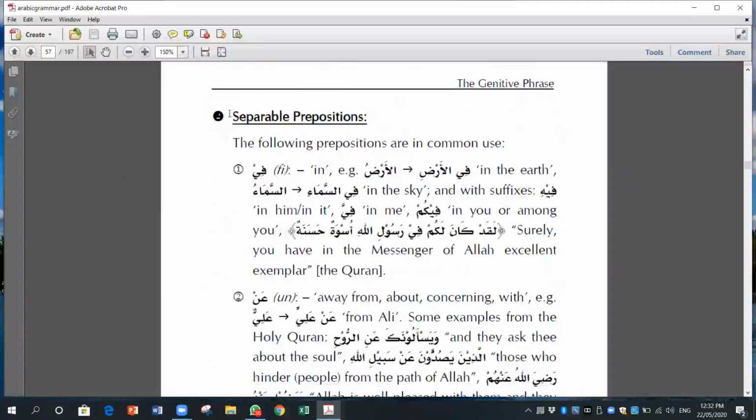So the next category is separable prepositions. There is no difference in the meaning, there is no difference in the function, they have just categorized them. Okay, so fi means in. You have to remember the meanings also, because they will keep coming in the Holy Quran again and again, inshallah. So fi means in, and the example is fil ardi, in the earth, fis samai, in the sky. Now why is this hamza carrying kasra? Due to this fi.